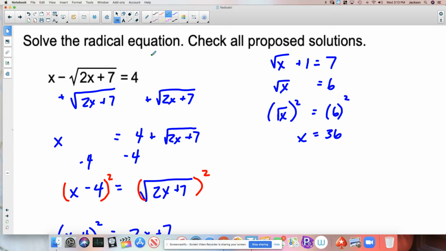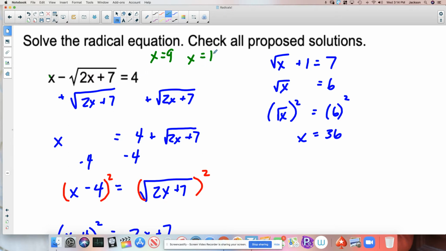So we're at this point, we're saying x could equal 9 or x could equal 1. If I take the number 9 as my solution and I plug it in here, 2 times 9 is 18, 18 plus 7 is 25. This becomes the square root of 25, okay? 9 minus the square root of 25, which is 5. 9 minus 5, that's 4, okay?